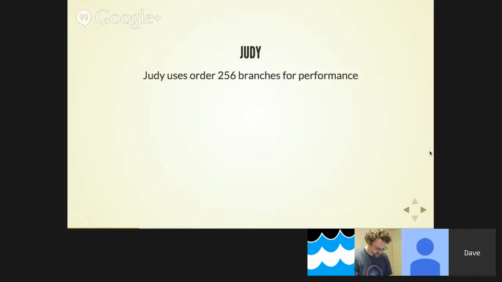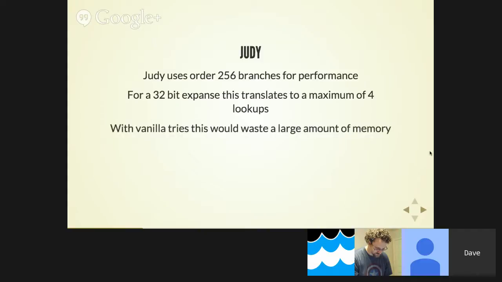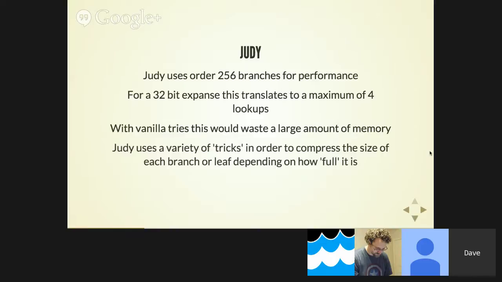Judy uses order 256 branches for performance, which means that in a 32-bit expanse, a maximum of 4 lookups would be required to get to any entry. If this was just a vanilla trie, though, this would waste a huge amount of memory, and it wouldn't be performant. So Judy uses a variety of what they call tricks in order to compress the size of each branch or leaf, depending upon how full it is.